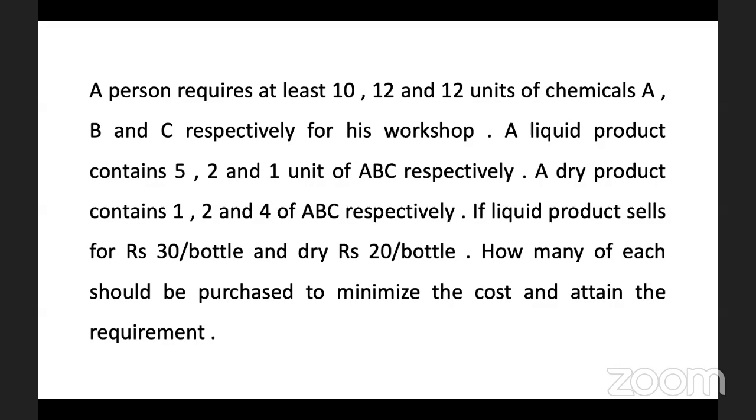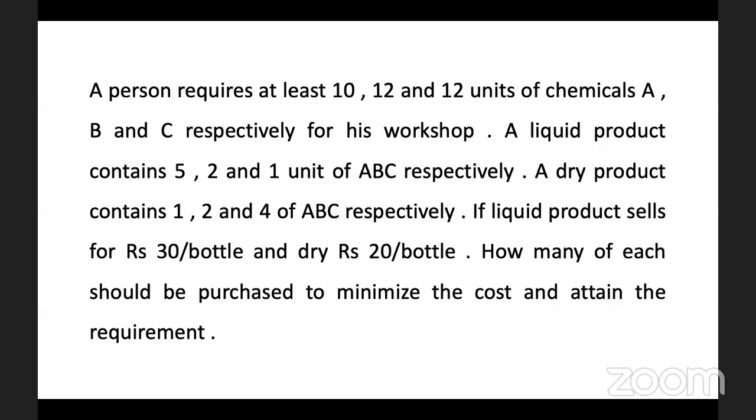Similar to this, as I told you, a dry product also does exist. So when it comes to the dry product, chemical A has 1 unit, chemical B has 2 units, and chemical C has 4 units in it. Okay, so they have mentioned what is the total number of chemicals that are needed in a particular workshop.